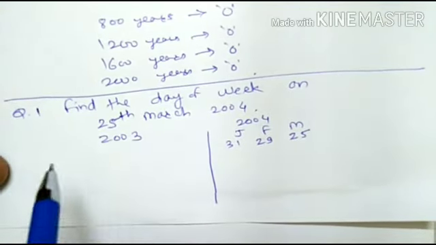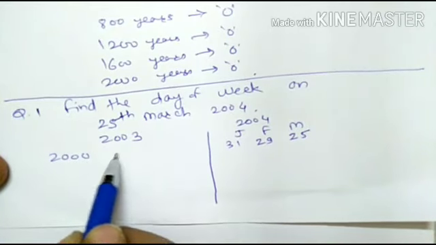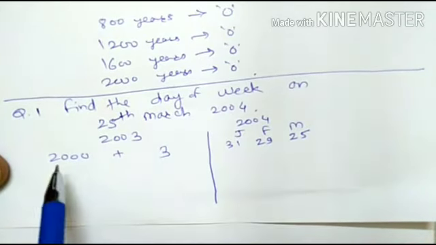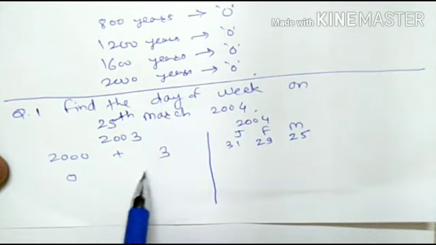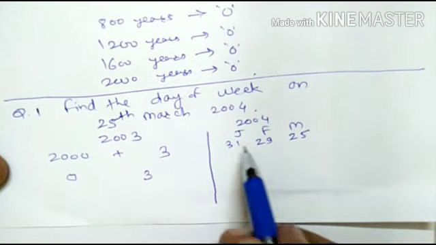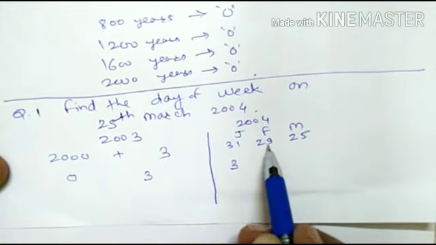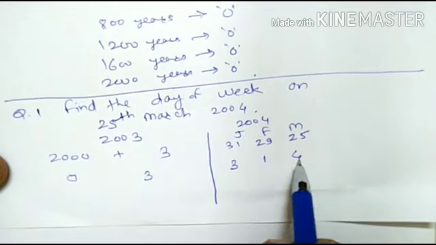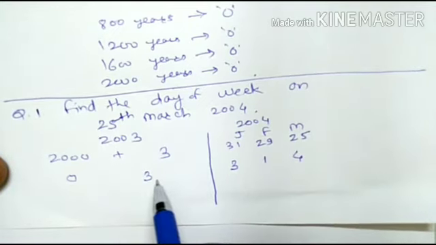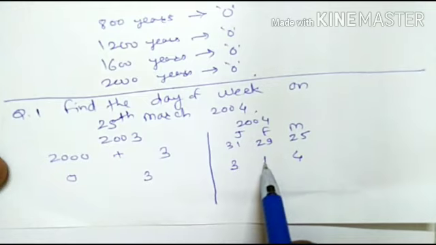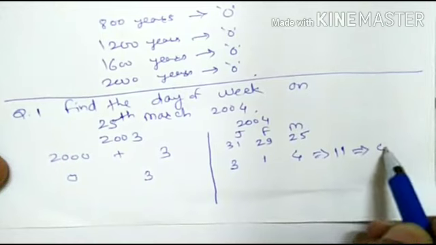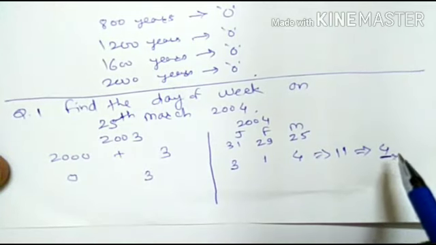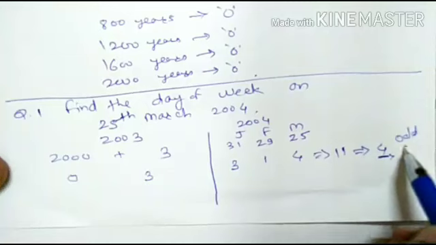We write 2003 as 2000 plus 3 years. In the first 2000 years there are 0 odd days, and in these 3 years all 3 are non-leap years, so they have 3 odd days. The 31 days have 3 odd days, 29 has 1 odd day, and 25 has 4 odd days. So the total number of odd days is 3 plus 3 is 6, plus 1 is 7, plus 4 is 11. 11 means 4 odd days.